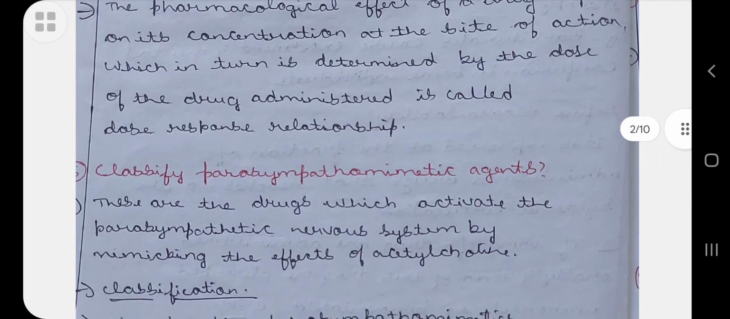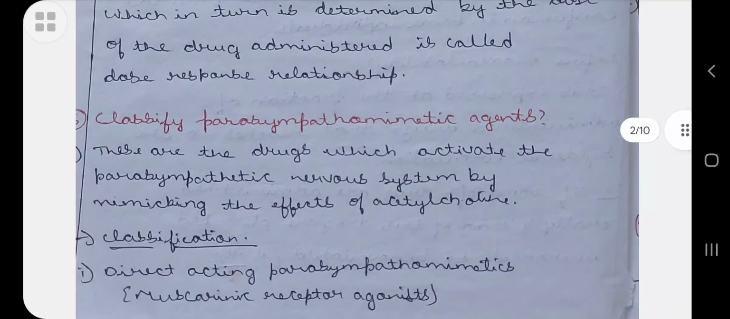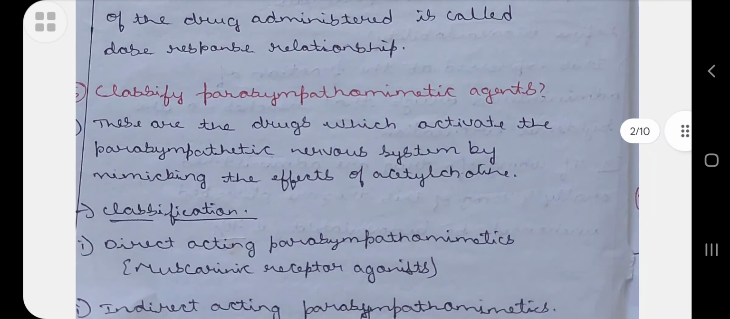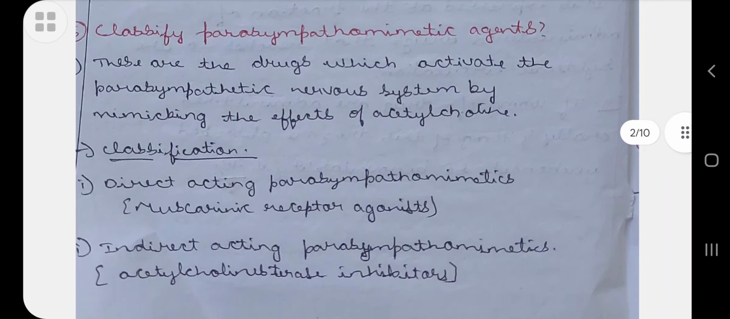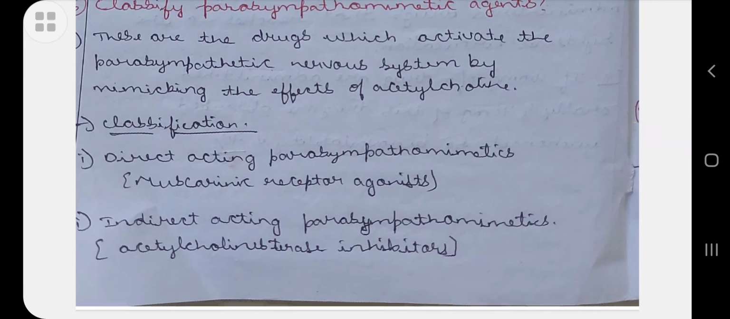Next one: classify parasympathomimetics. These are the drugs which activate the parasympathetic nervous system by mimicking the effects of acetylcholine. That's called parasympathomimetic, just opposite to the sympathomimetic agent. These are anticholinergic agents. Direct acting parasympathomimetics act on muscarinic receptors.